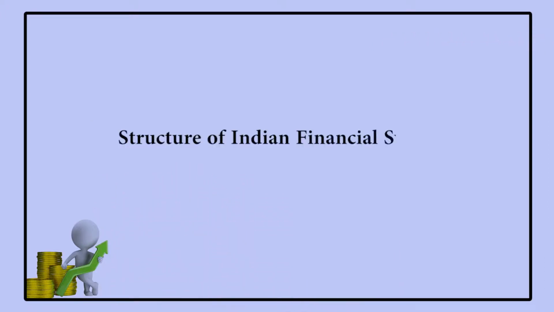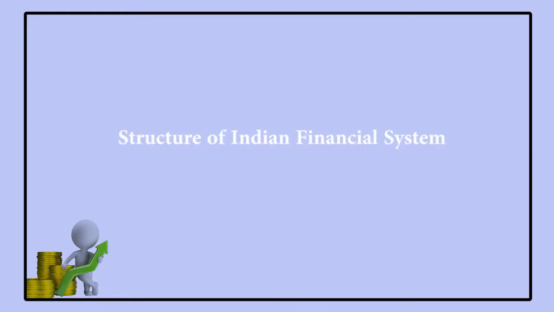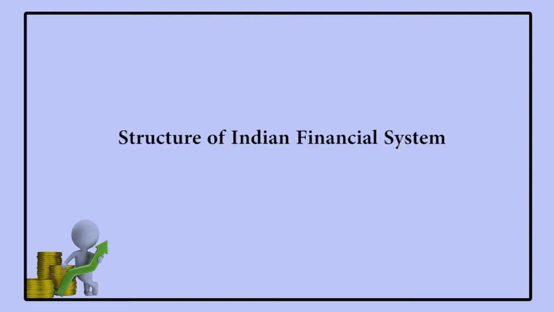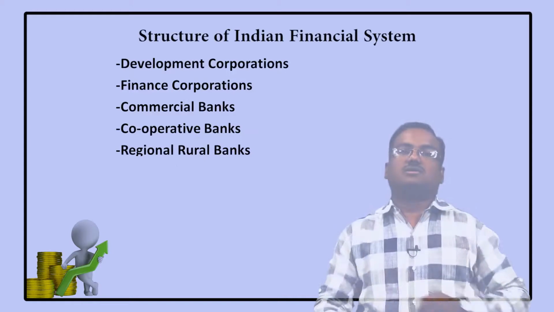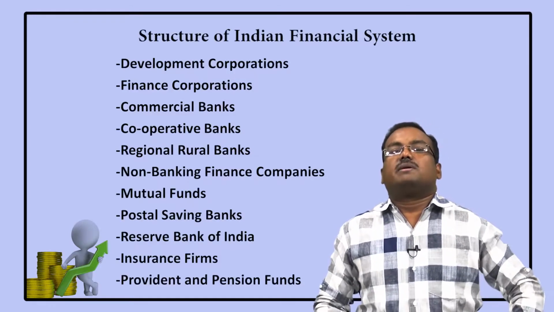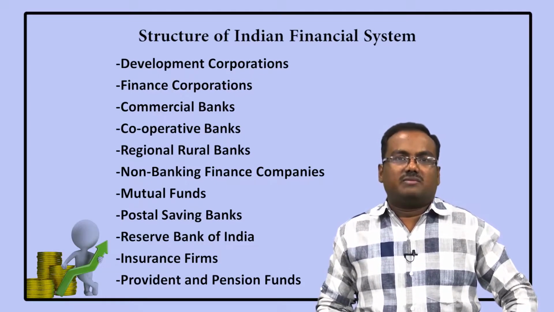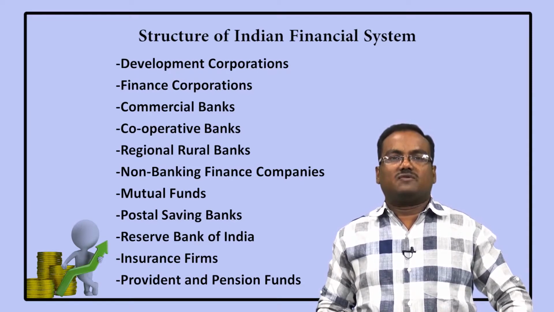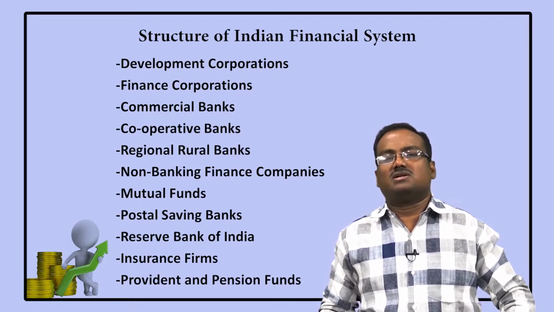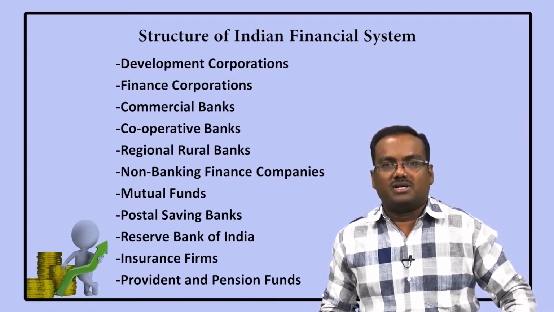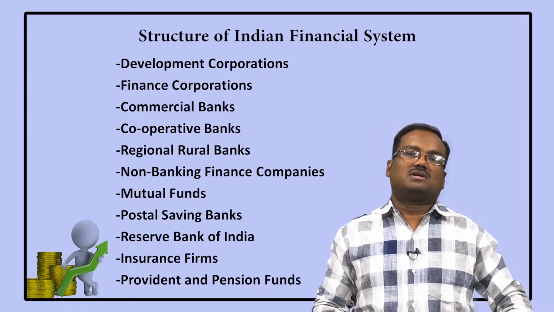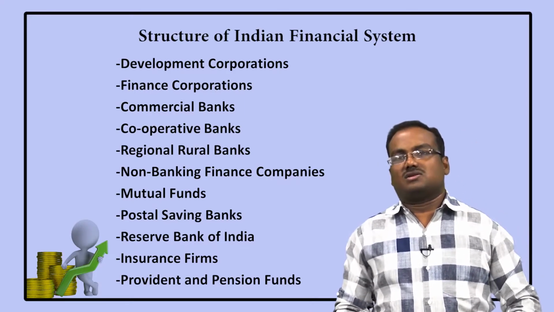Now the next part is the structure of the Indian financial system. The structure of the Indian financial system is divided into two parts. The first part is the economic reforms era, and the second part is the new industrial regulation policy. Under the economic reforms era, the main parts of the Indian financial system are the development corporations, finance corporations, commercial banks, cooperative banks, regional rural banks, non-banking financial companies, mutual funds, postal savings banks, Reserve Bank of India, insurance firms, provident and pension funds.